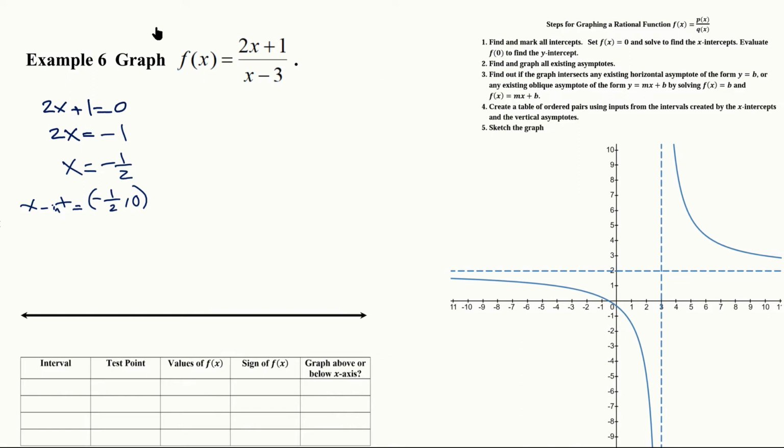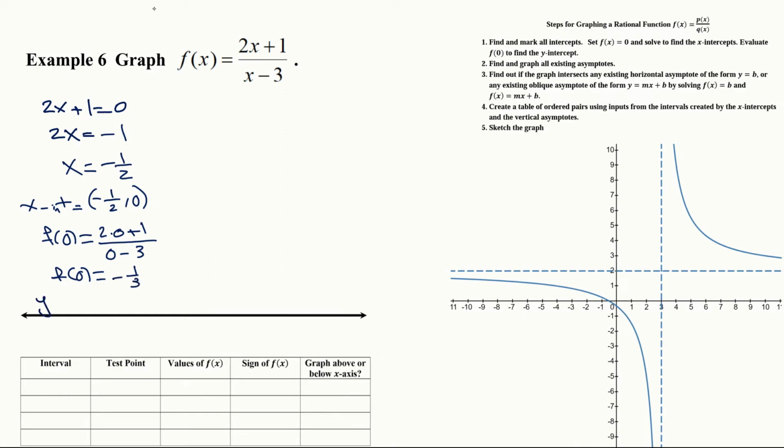Because that's where the graph is going to cross the y-axis, and on the y-axis the x value is 0. That's why we have to find f of 0. So we get 2 times 0 plus 1 over 0 minus 3, right? So we get f of 0 equals negative 1/3.